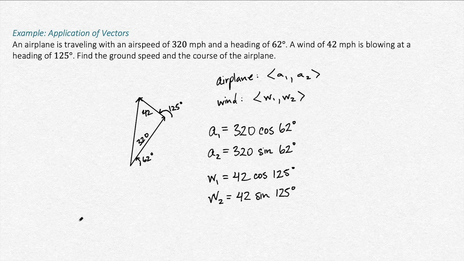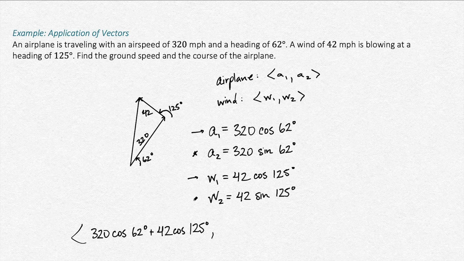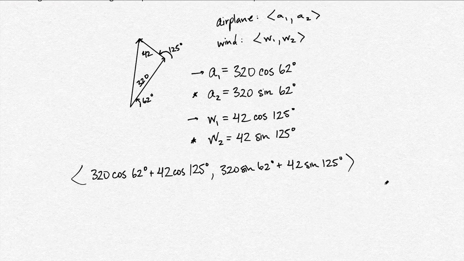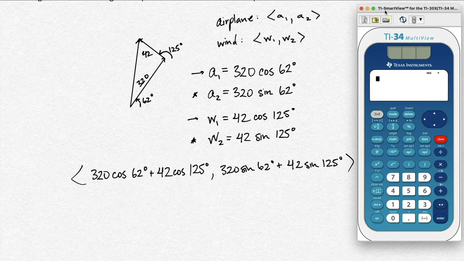So now we're looking for the sum of those, airplane plus wind. That's going to be A1 plus W1: 320 cosine of 62 degrees plus 42 cosine of 125 degrees. And the vertical component is A2 plus W2: 320 sine of 62 degrees plus 42 sine of 125 degrees. And that is what we want to compute. I'll go ahead and plug these into our calculator.